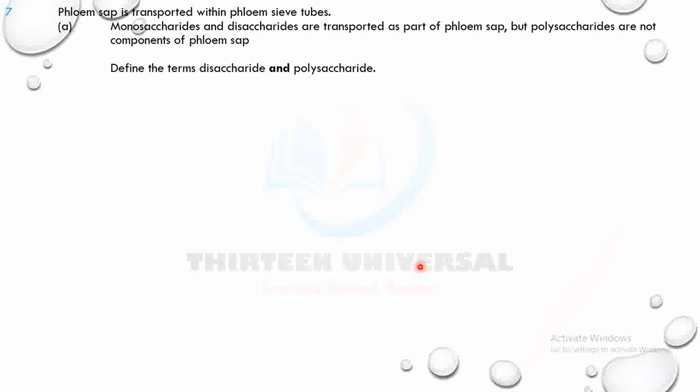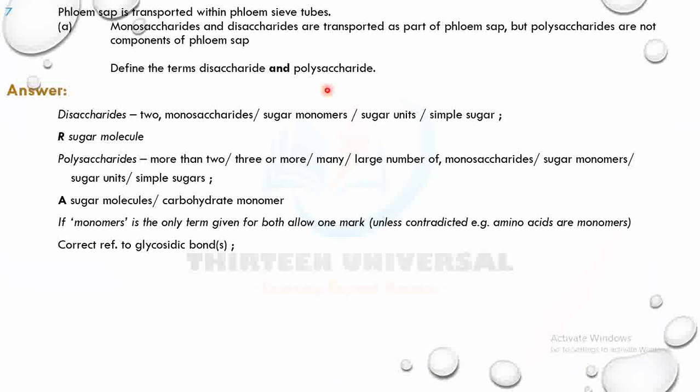Phloem sap is transported within phloem sieve tubes. Monosaccharides and disaccharides are transported as part of phloem sap, but polysaccharides are not components of phloem sap because they are heavy polymers. Define the term disaccharide and polysaccharide. I want you to write it down. A disaccharide consists of 2 monosaccharides joined by a glycosidic bond. A polysaccharide consists of many monosaccharides, more than 2. So that is it, guys.